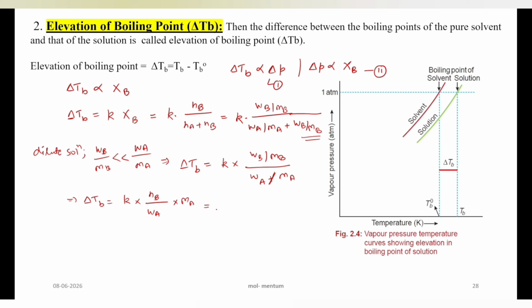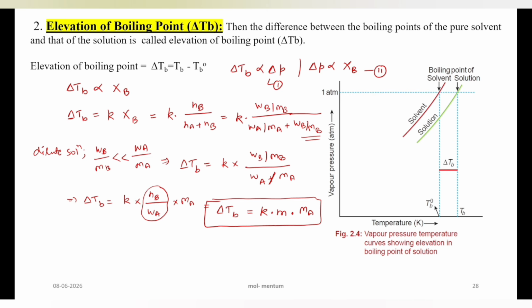This part is very important. So delta TB is K into, now what is NB upon WA? It is number of moles of solute divided by mass of solvent. WA is what? Mass of solvent. And this is nothing but what? Molality. Number of moles of solute divided by mass of solvent, m. Again MA is left, so it is MA written like this. That means this is the expression that we have till now. Delta TB equals K into this m into MA.